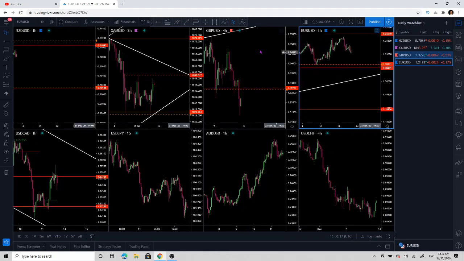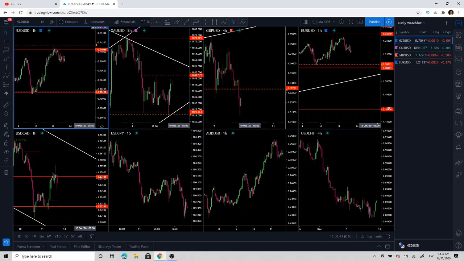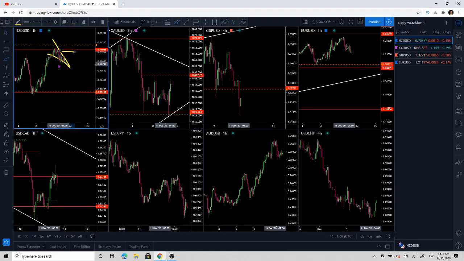So just by looking at the majors, we do have some cool stuff for next week, right? New Zealand dollar, US dollar, if you notice, pretty much looking like it's going to break and retest the highs, right? And I'm not going to play that break, well, I might actually do that. We don't know yet. We'll see it next week.